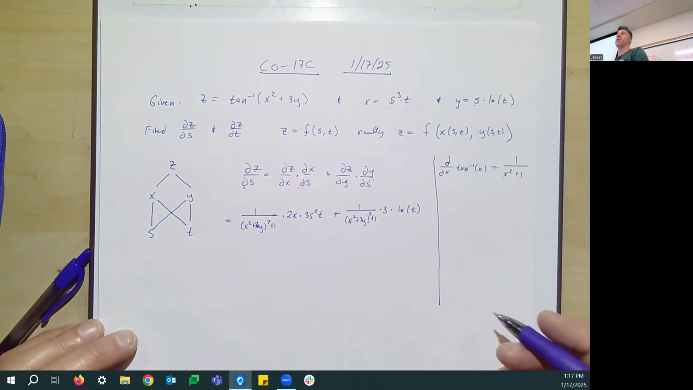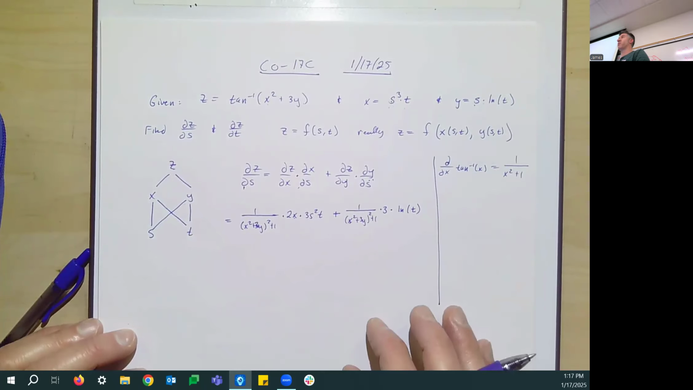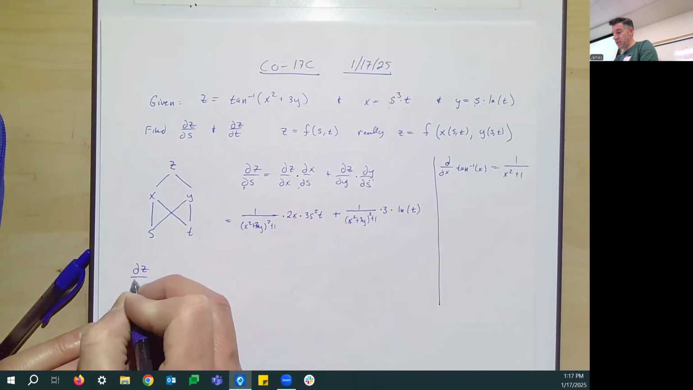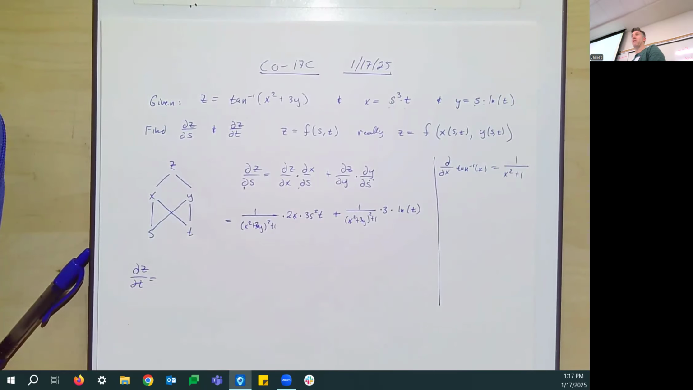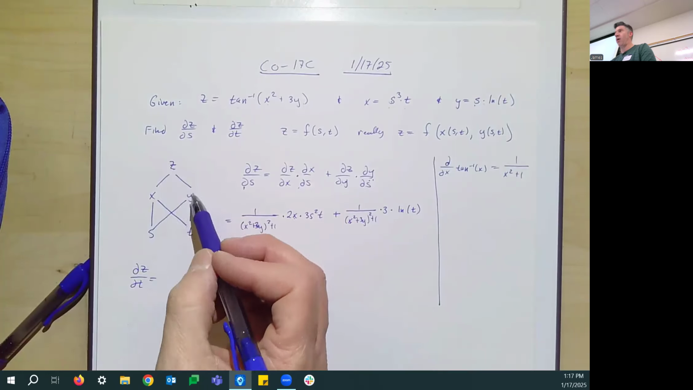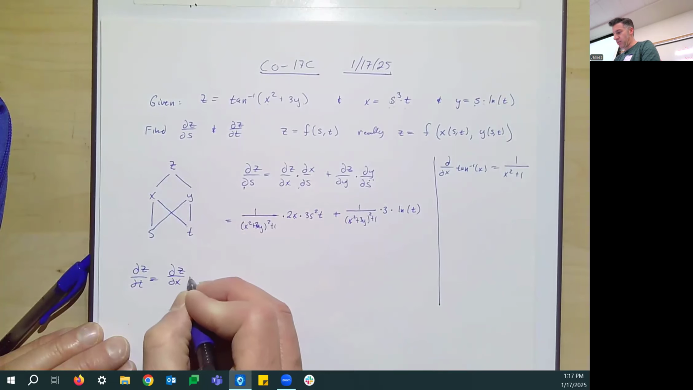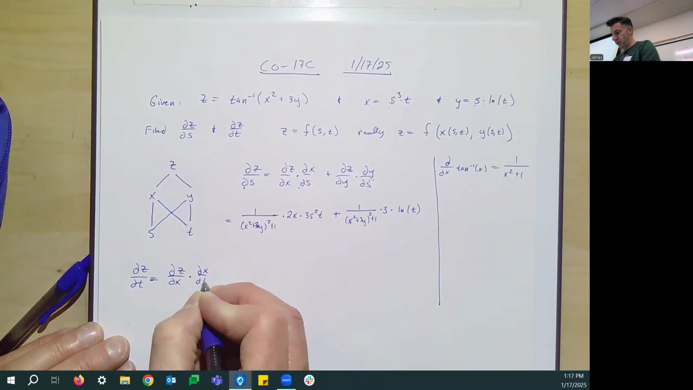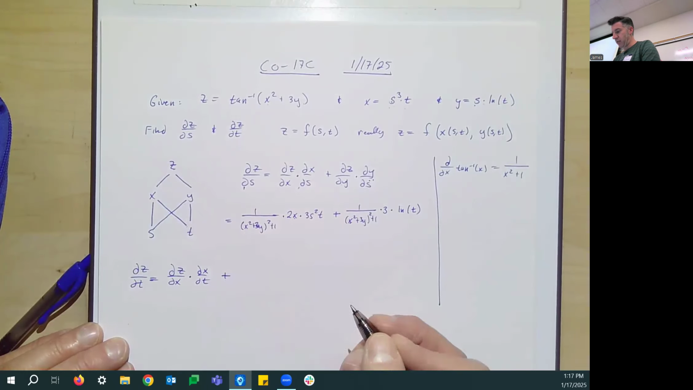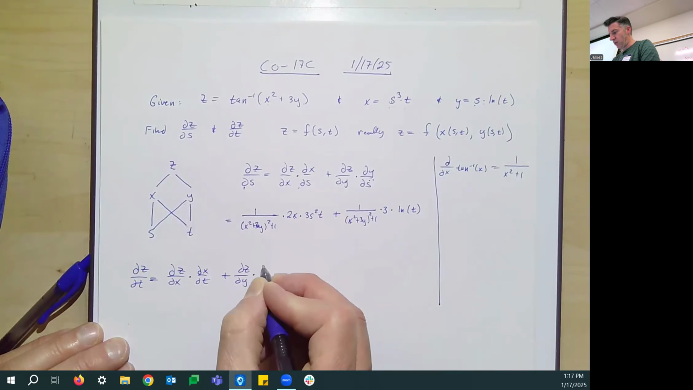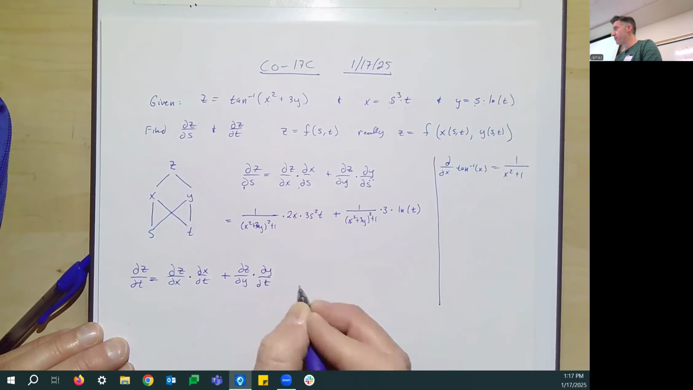Let's do the other one. The nice thing about the other one is a lot of the work we've already done. So I want to find del z del t. Now I'm thinking of z as a function of t. So I'm going to find all the paths to get me from z to t. And again, not surprisingly, we have a path through x and a path through y. So that's going to give me del z del x to get me from z to x, multiplied by del x del t to get me from x to t, plus the other path, del z del y to get me from z to y, multiplied by del y del t to get me from y to t.